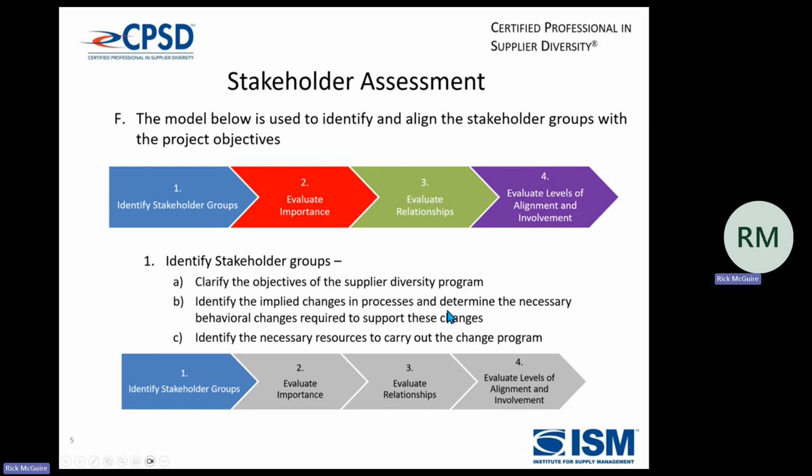Clarify the objectives of the supplier diversity program, identify the implied changes in processes and determine the necessary behavioral change required to support these changes, and identify the necessary resources to carry out the change program. This is after identifying the stakeholder groups and then quizzing them.